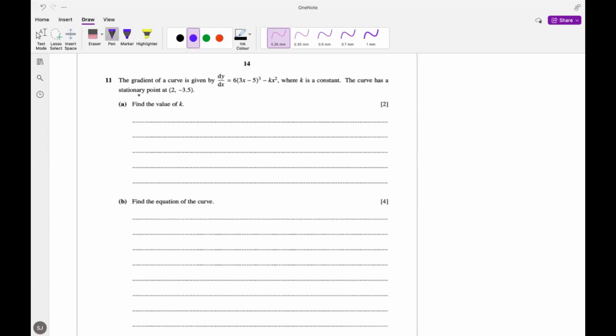Now, when it talks about a stationary point, it means dy/dx equals 0, and the x coordinate is 2. So we can write this expression as 0 equals 6 into (3 into 2 minus 5) whole cube minus k into 2 whole squared. Simplifying the bracket, this will become 6 into (6 minus 5, which is 1) whole cube minus 4k. So 4k will be equal to 6, and k will be equal to 6 upon 4, which is equal to 3 upon 2.